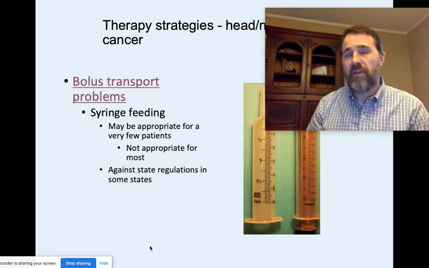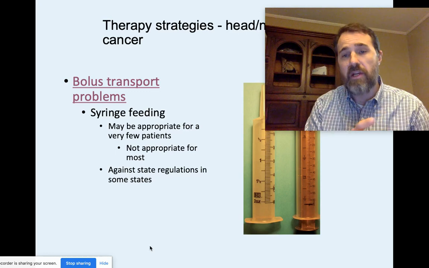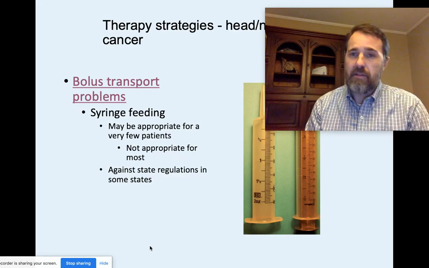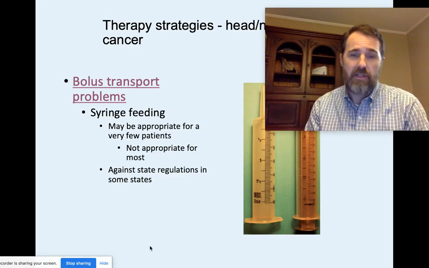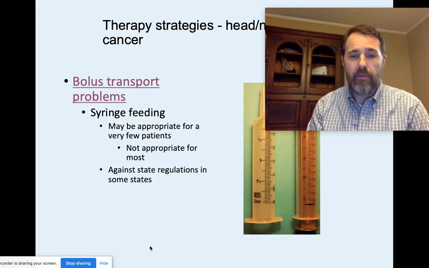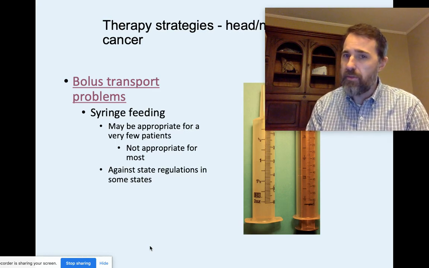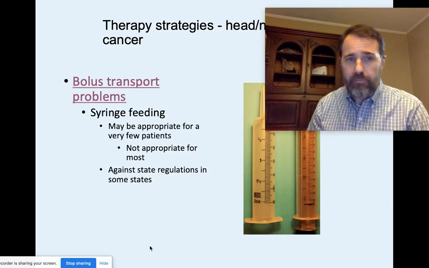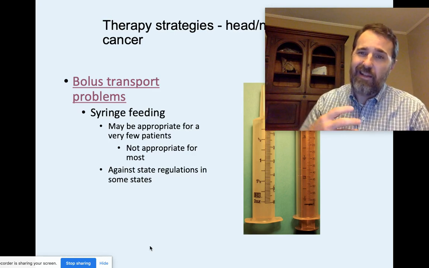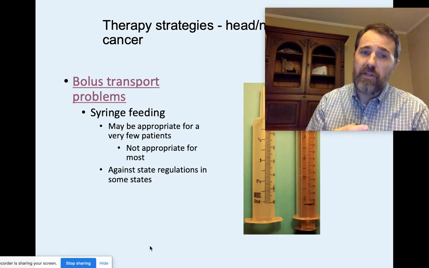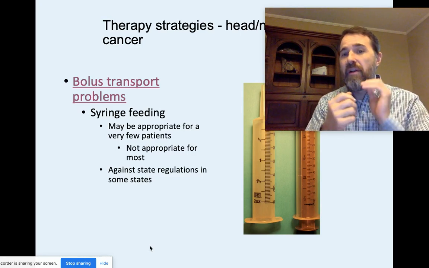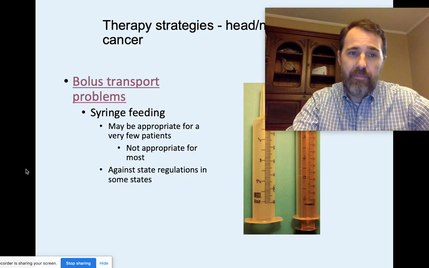We've talked about syringe feeding in relation to dementia patients, and I said it's hopefully out of fashion, although you probably will encounter people wanting you to do it at times. But for your head and neck cancer patients that lack AP transit, syringe feeding may be appropriate, because you could get the syringe back far enough to the pharynx.